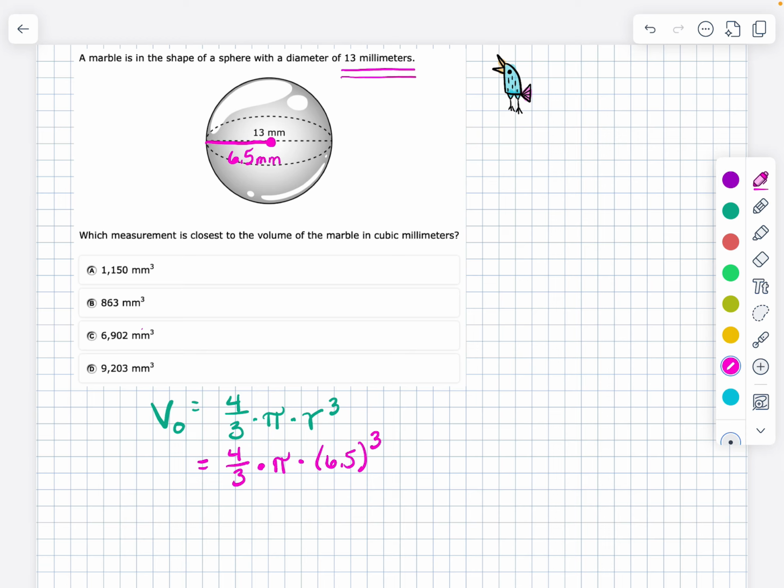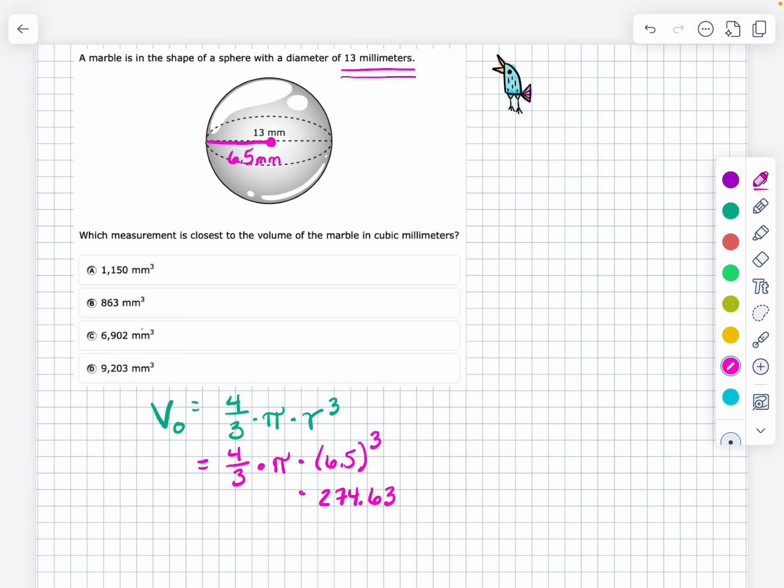Okay, so now the next thing I want to do, I want to start out by doing the cube, 6.5 cubed. So let me get my calculator here, which you cannot see. 6.5 cubed is 274.625, so I'm going to round that to 274.63.